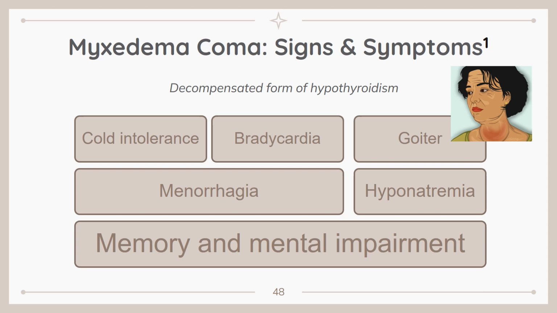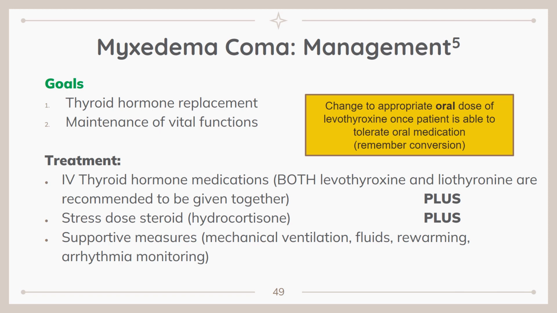Big thing here to look at would be the cold intolerance, bradycardia. A physical marker would be the goiter, menorrhea, hyponatremia as a laboratory marker, and then memory and mental impairments as well. In order to helpfully manage this myxedema coma, we want to make sure that their thyroid hormones are getting replaced and that they are getting maintenance of vital functions as well.